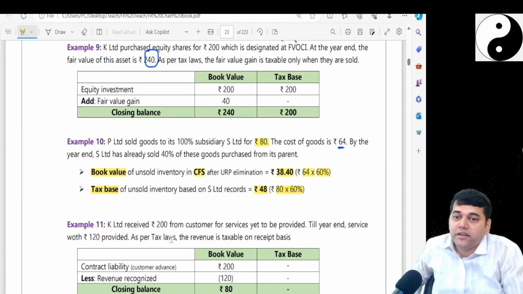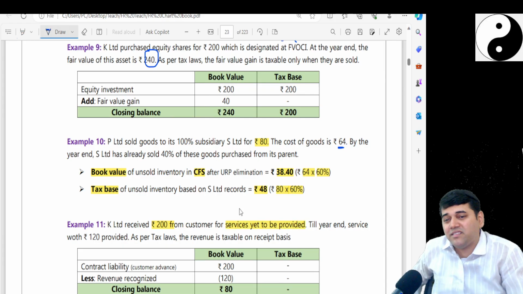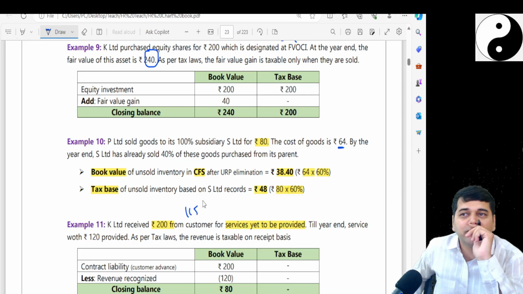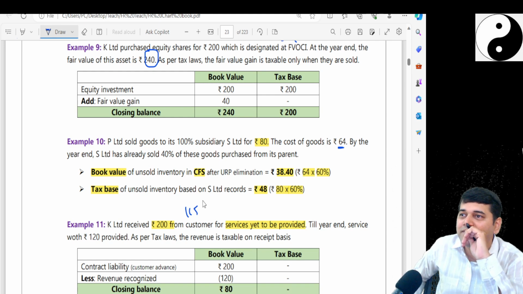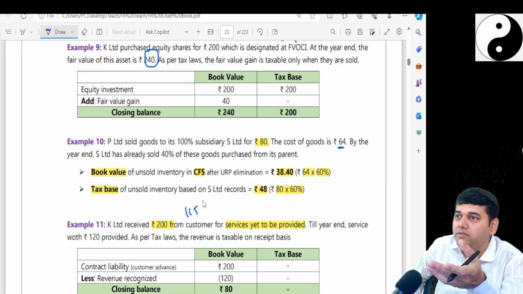Now, K Limited received 200 rupees from the customer for services yet to be provided. Again, the Ind AS 115 concept. What is it? What accounting entry do you pass?